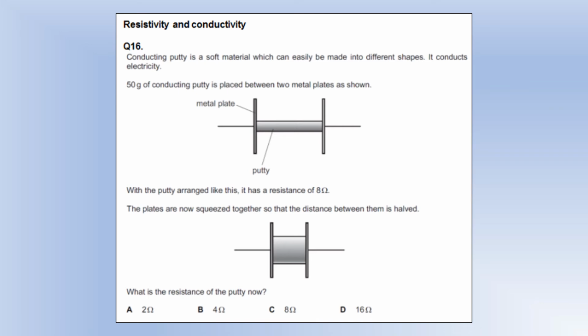Conducting putty is a soft material which can be easily made into different shapes, and it conducts electricity, hence the name. We've got 50 grams of conducting putty between two metal plates, and this arrangement has a resistance of 8 ohms. The plates are squeezed together, so the distance between them is halved. What is the resistance now? The key thing to realise is it's not just the length that changes, it's also the cross-sectional area. If we keep the same volume of putty, if we halve the length, we must double the cross-sectional area to keep the volume the same. So with double the area and half the length, we quarter the resistance, so we end up with 2 ohms.